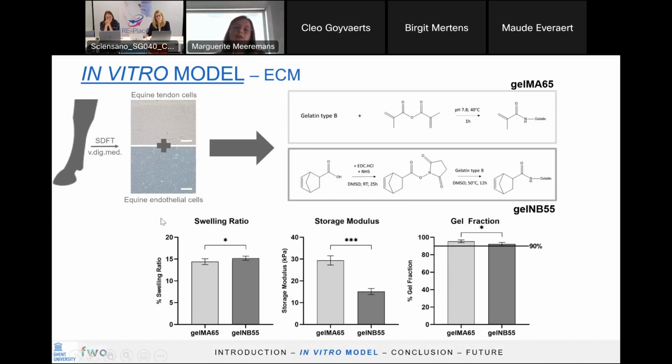For example, using the swelling ratio. The higher this ratio, the more water the hydrogel contains, and therefore the higher the ratio, the better in mimicking the ECM. We also use the storage modulus, which is a measure for the stiffness of the gel. So the higher the storage modulus, the stiffer the gel. And then we also have gel fraction, and when it's higher than 90%, it's indicative for a 3D network that is being formed.